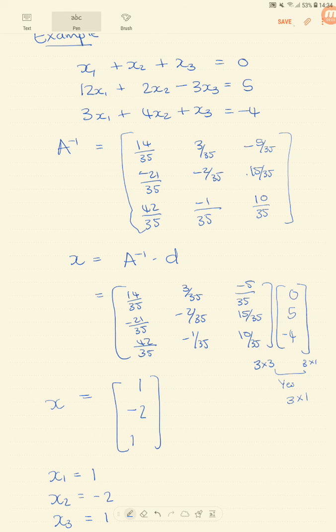Section 4.7 is not important for this course.